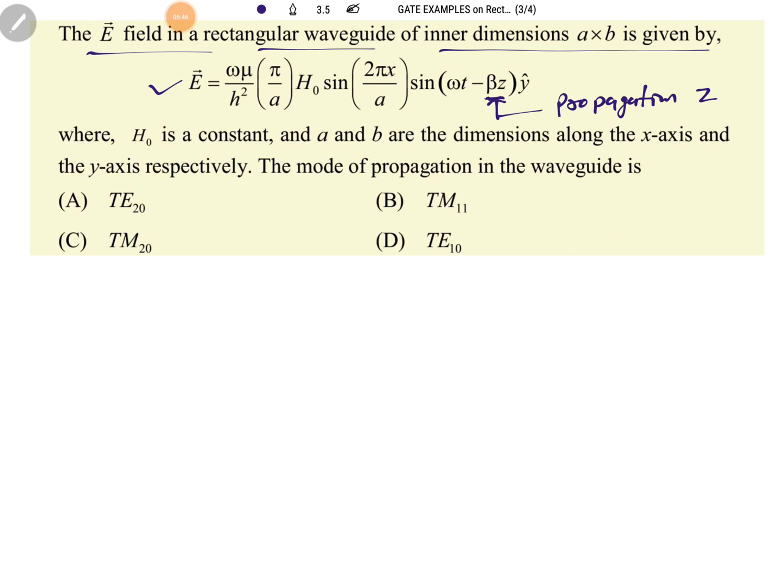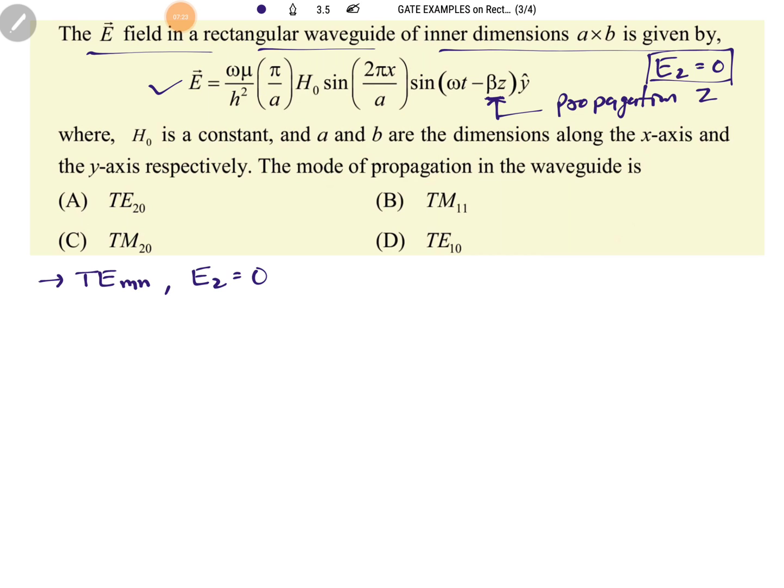If propagation is happening in the z direction, we can say the electric field in the z direction has to be 0. Here propagation is happening in the z direction, so from that we can say the electric field along the z direction is 0. And from this equation one can say our mode is TEmn mode, and our electric field along the z direction is 0.